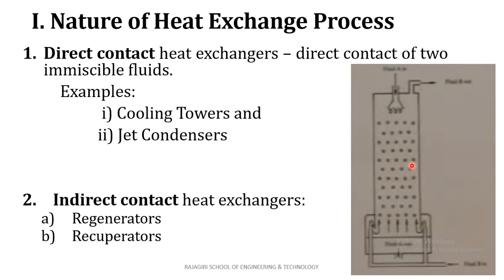The best example of this type of heat exchanger is cooling towers. The other classification is indirect contact heat exchangers. In this, both fluids don't contact each other. There are two types of indirect contact heat exchangers. One is regenerators and the other one is recuperators.